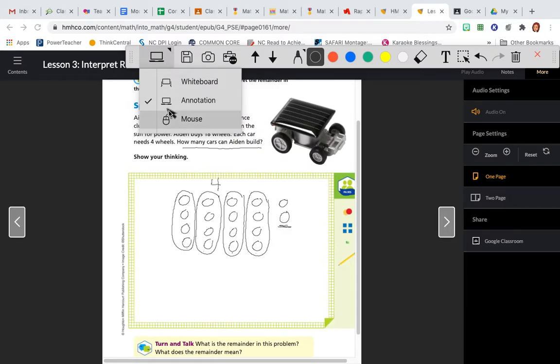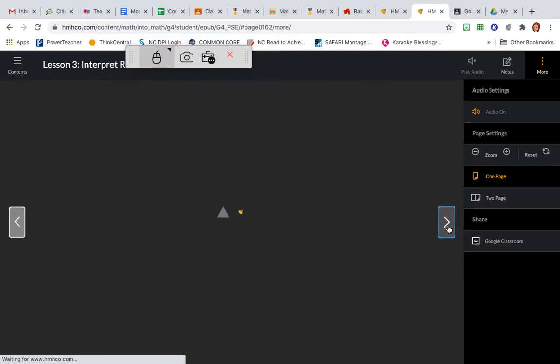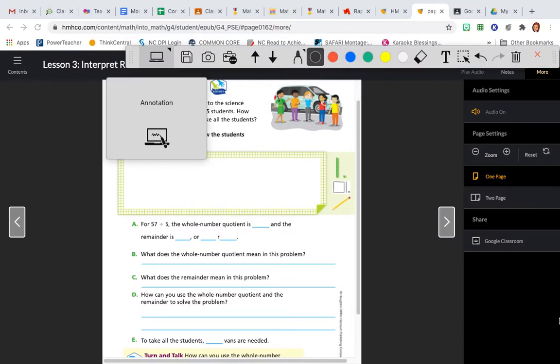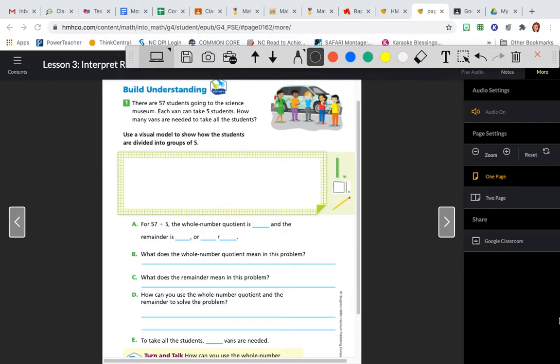So page 142. Okay, we're going to build understanding. So let's just continue with where we're going in today's lesson. There are 57 students going to the Science Museum. Each van can take 5 students. How many vans are needed to take all the students? Use a visual model to show how the students are divided into groups of 5. Again, remember, we're working with equal groups here. You always got to keep that in the back of your mind. So let's just start drawing. So we have 57 total students, and each van can only hold 5.